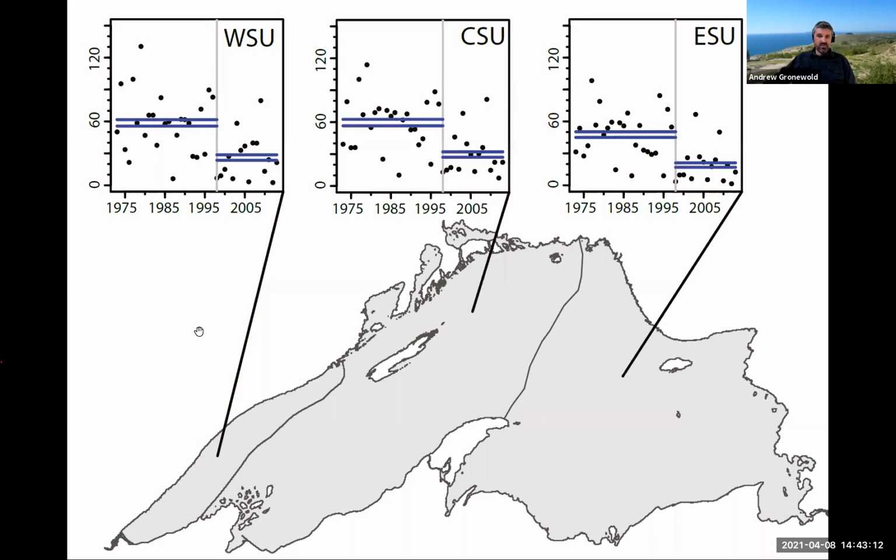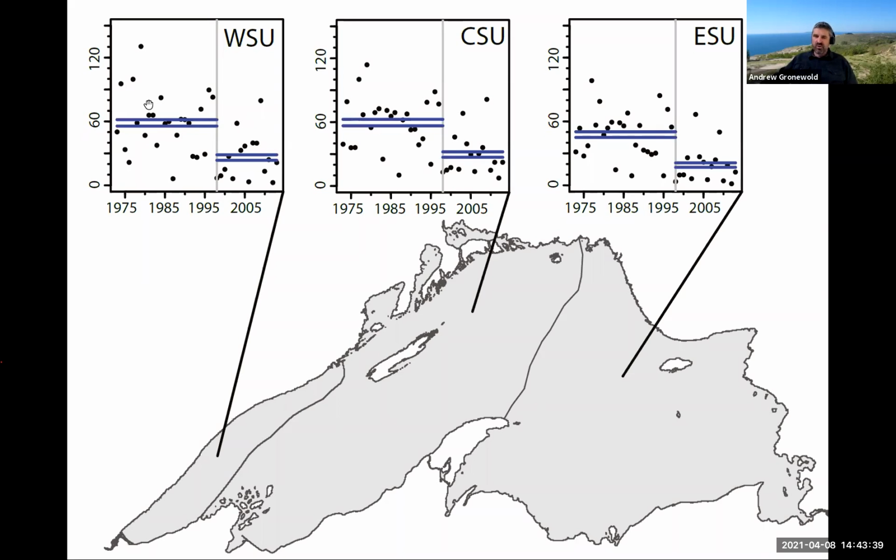In fact, some of the research we've done on this looks at ice cover across the Great Lakes and fits alternative statistical models to it. What you're seeing here are a series of 3 panels, 1, 2, 3, representing the western, central, and eastern portions of Lake Superior. The black dots represent the duration of ice cover in each of the years, starting in 1972 all the way through the late 2000s.